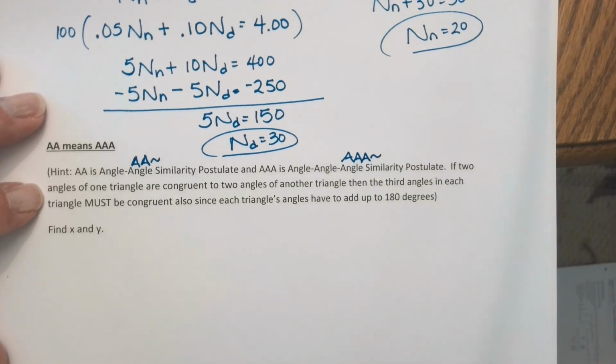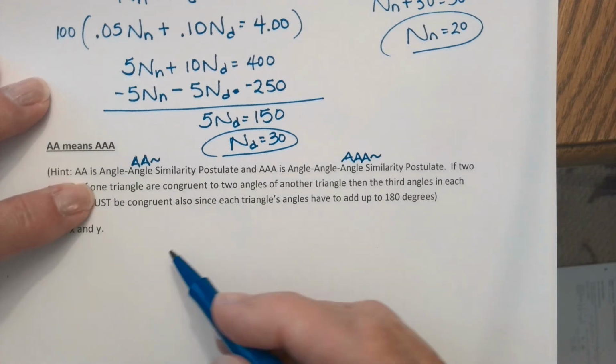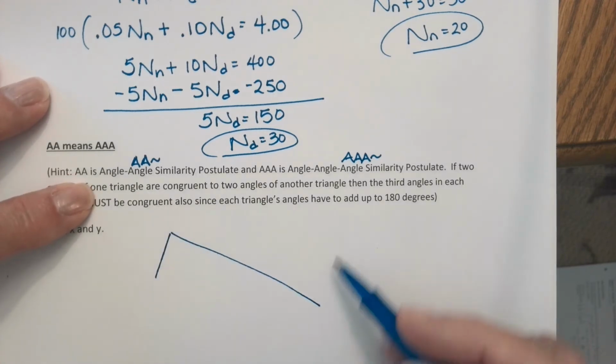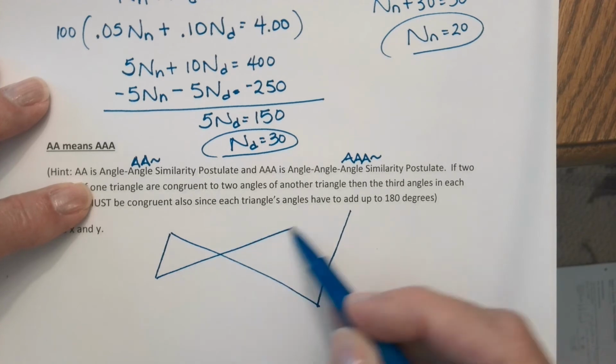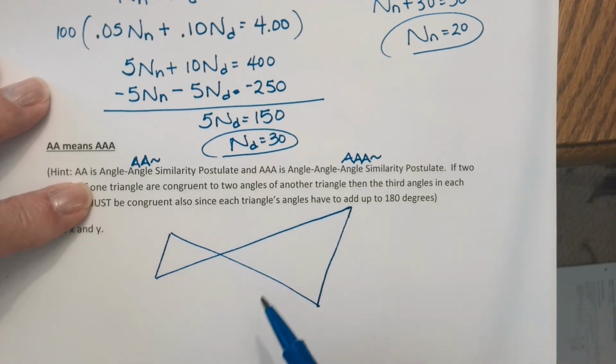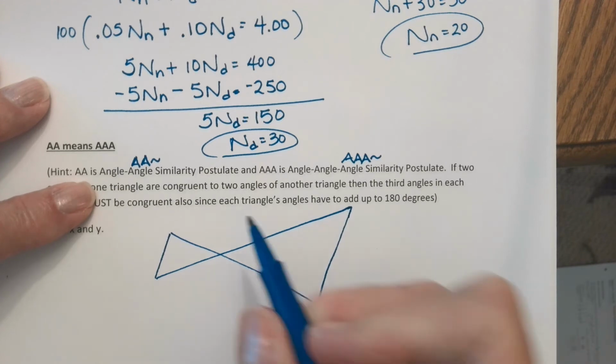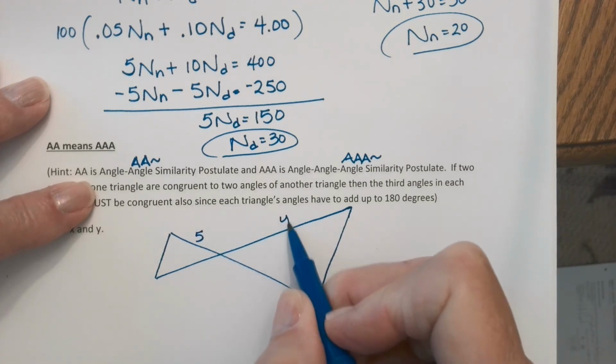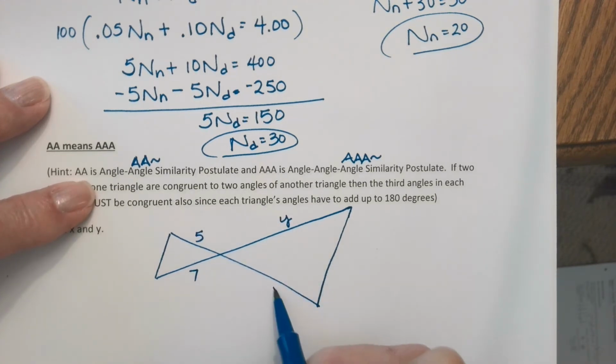And it means if two angles of one triangle are congruent to two angles of another triangle, then the third angles in each triangle must be congruent, since each triangle's angles have to add up to 180 degrees. So let's get us a diagram to work with here. So let's say that this is 5 and this is y and this is 7 and this is x.